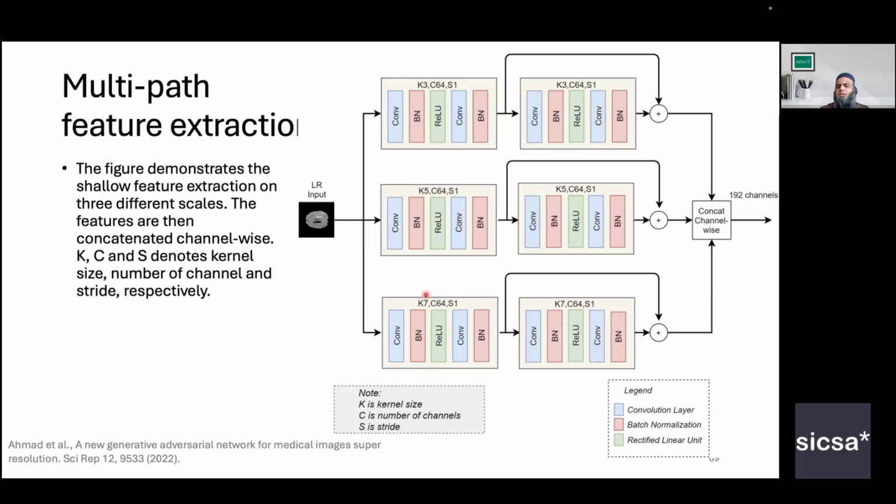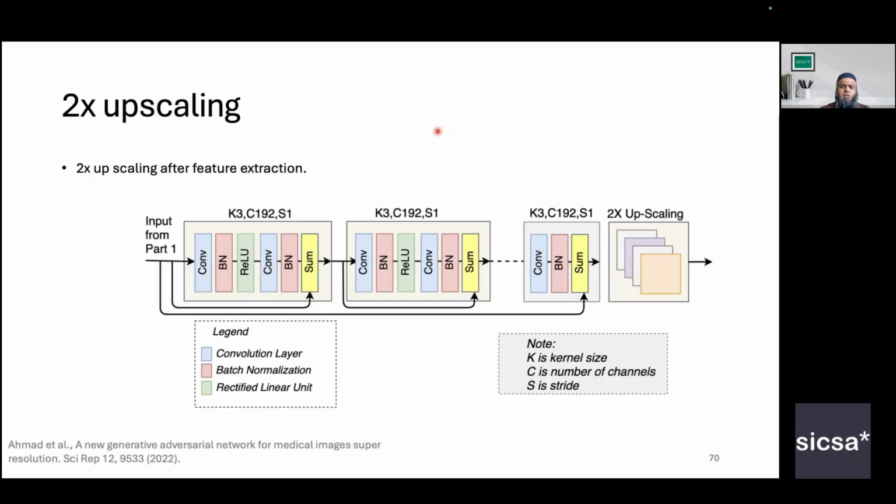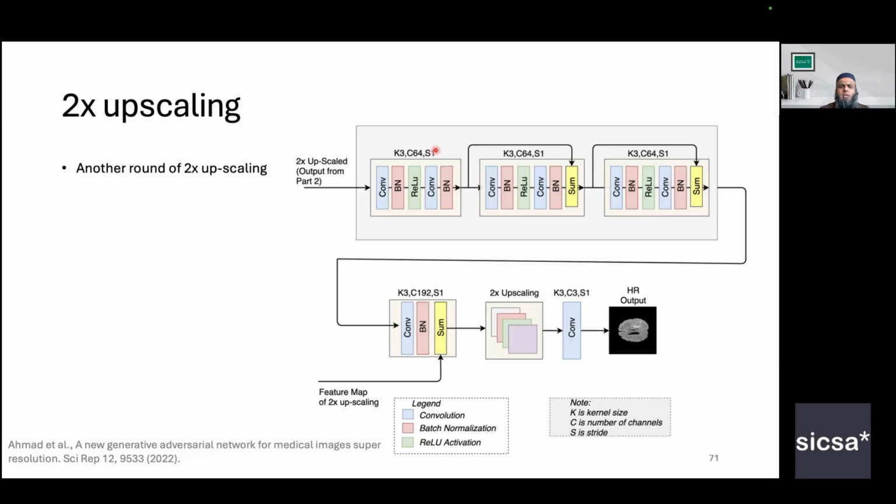And we believe that it helps in extracting features that might be missed by other filters. And at the end, we just combine these three sets of features and concatenate them. The two upscaling is just using a CNN for upscaling followed by another CNN for upscaling. So essentially we are doing a 4x upscaling before we reconstruct the data.